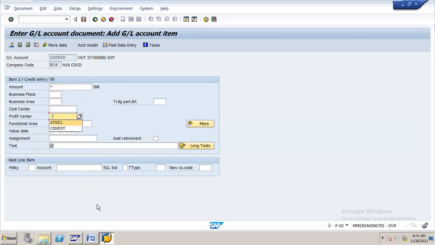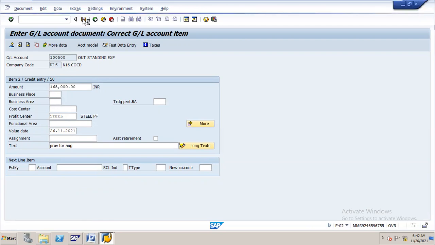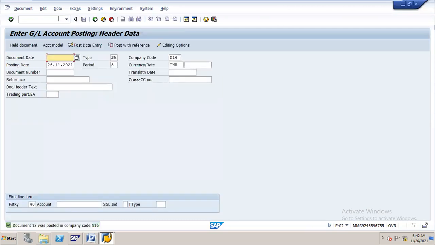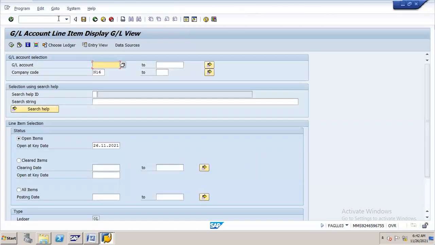Update profit centers. Just save it. So obviously where is it? In FAGLL03, obviously it is under open item management, under open item. Then September 1st, say for example, I am going to make the payment. So let me show you that. FAGLL03. Here, when I take this outstanding expense account and give this August month ending, obviously it is there under open item management.